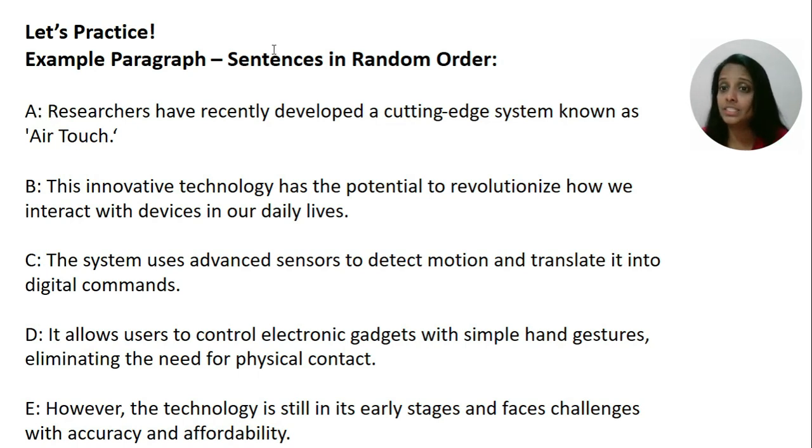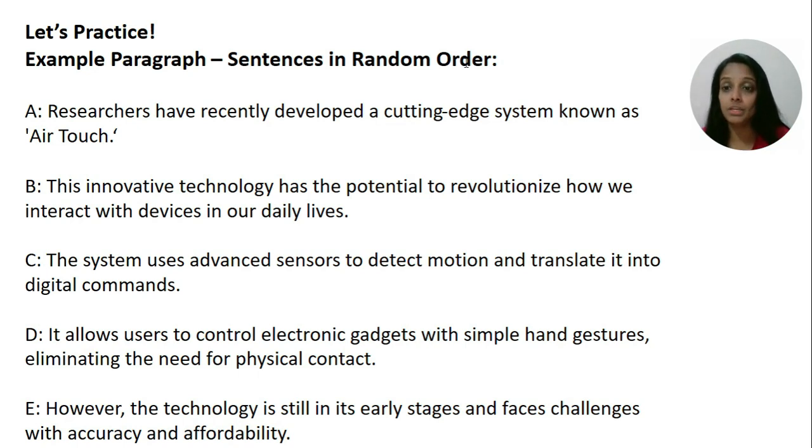And then the next tip is we need to use pronouns and linking words, right? Now check out the sentences. Which uses pronouns? I feel this is D because it states it allows users to control electronic gadgets with simple hand gestures, eliminating the need for physical contact. So what is it referring to, this sentence? It refers to AirTouch, of course, right? So D logically follows C. Now we have A, C, and D.